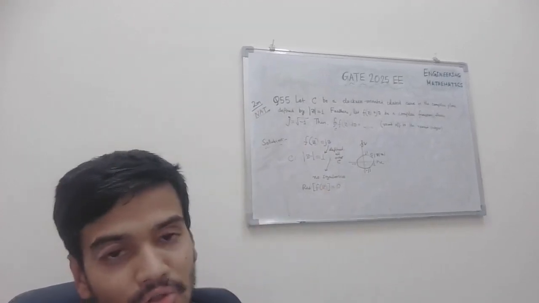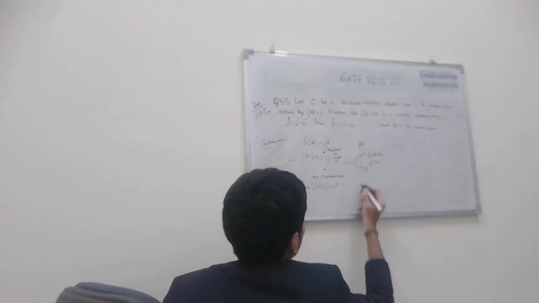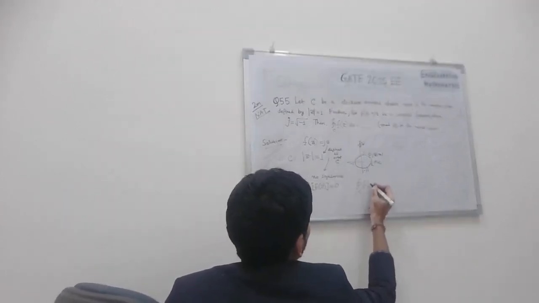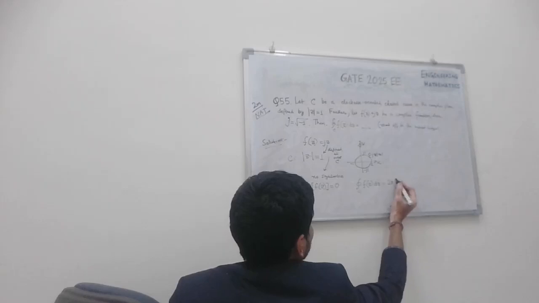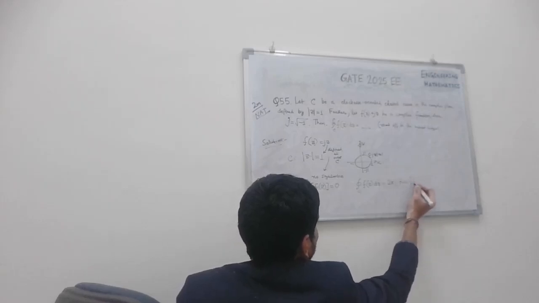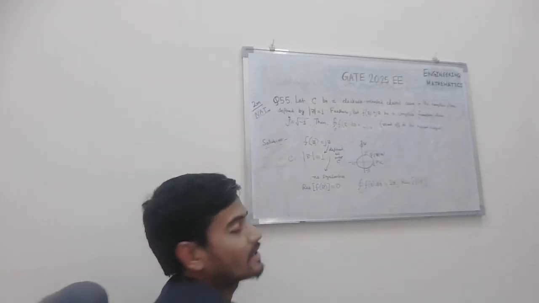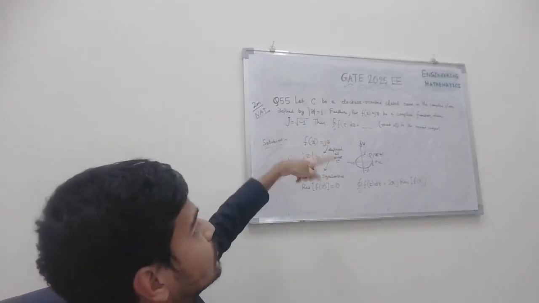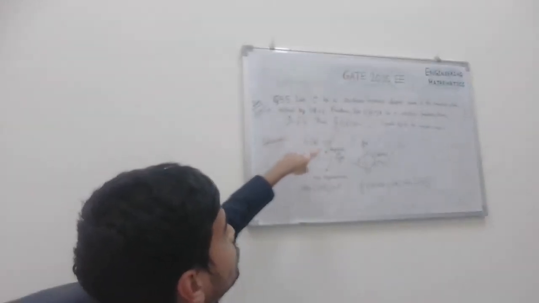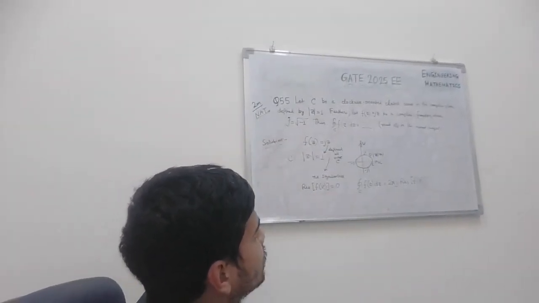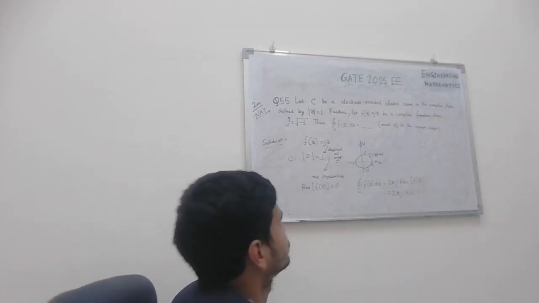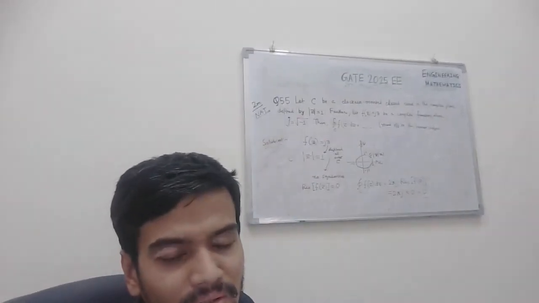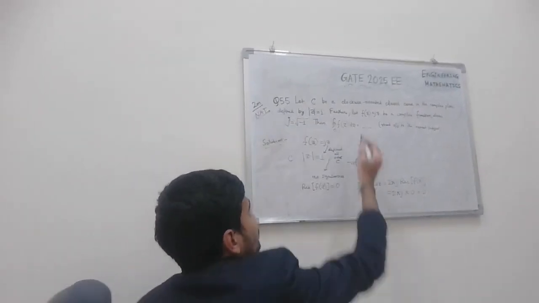So by applying Cauchy's residue theorem, the integral of f of z over the closed curve C equals 2 pi j times the residue of f of z. Because f of z has no singularity inside the closed curve C, mod z equal to 1, the residue is 0. So this integral equals 2 pi j times 0, which is 0. Here, the solution answer to this question is simply 0.